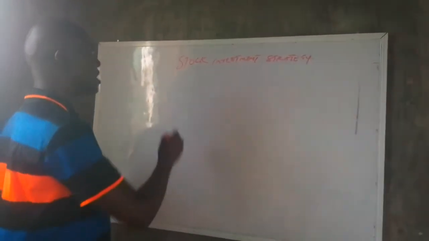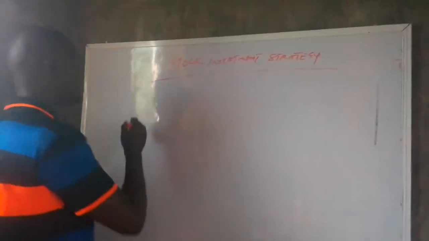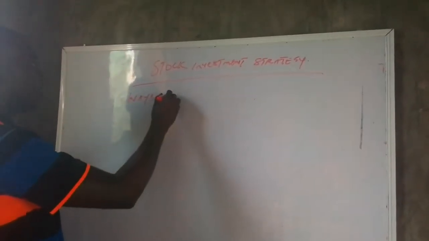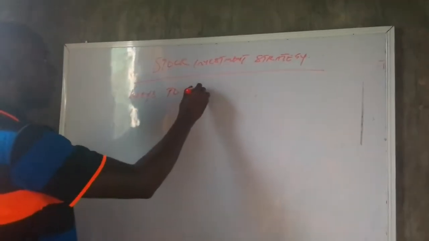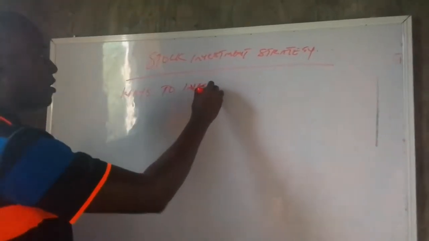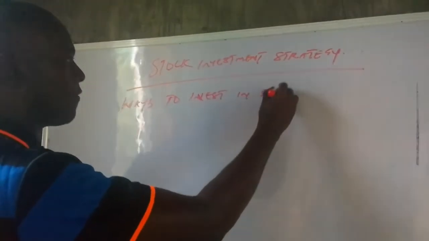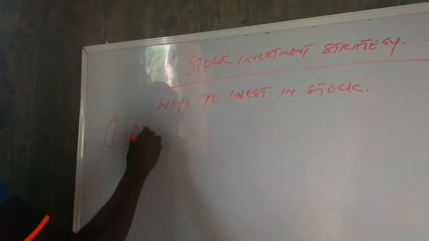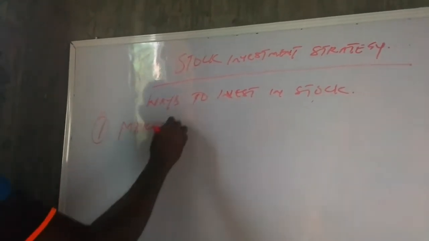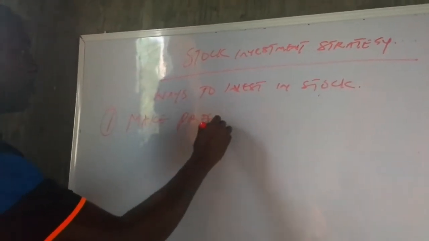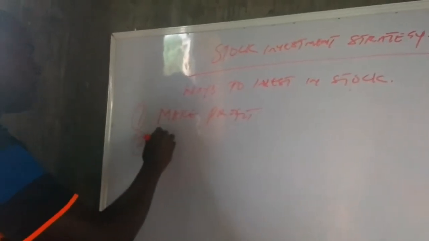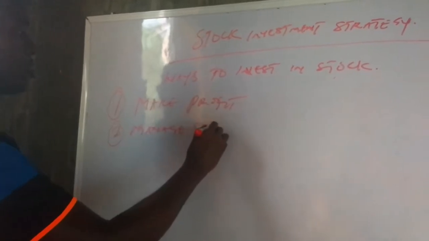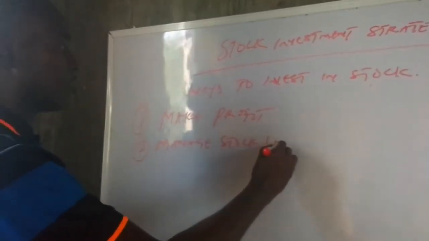So we are going to look at ways that you can invest in stock. One, make profits. Then two, manage stock loss risk.